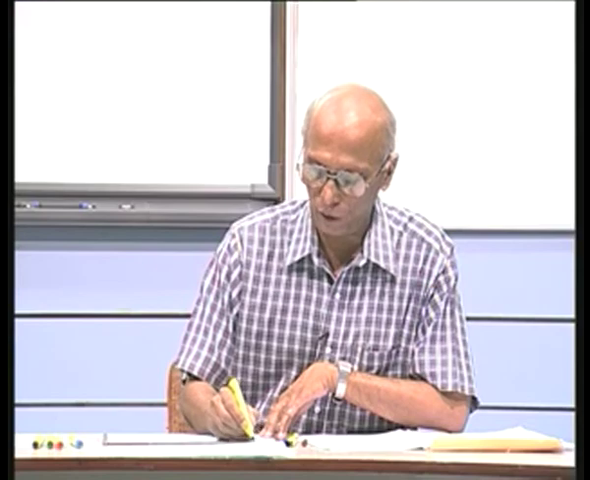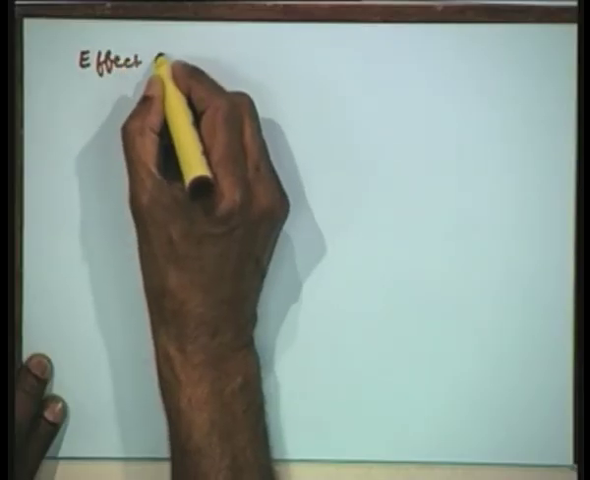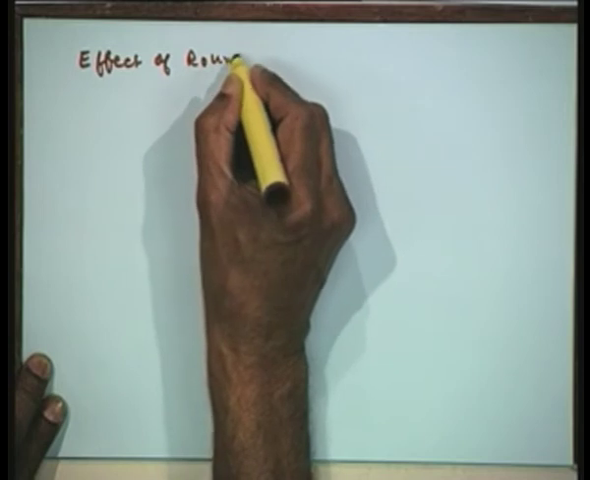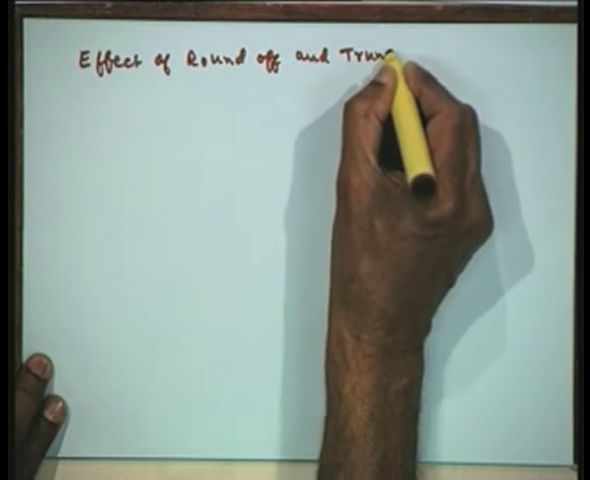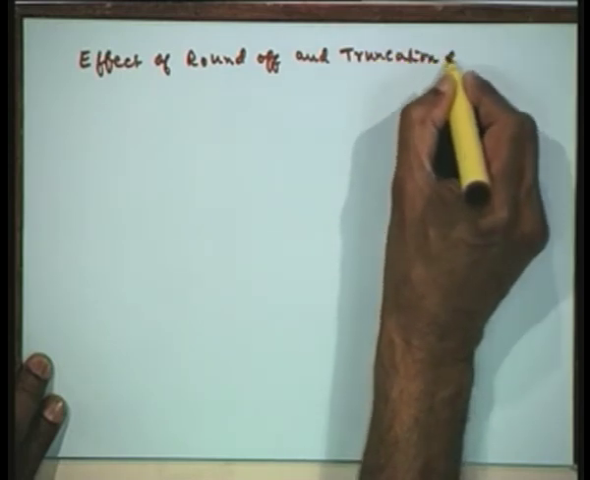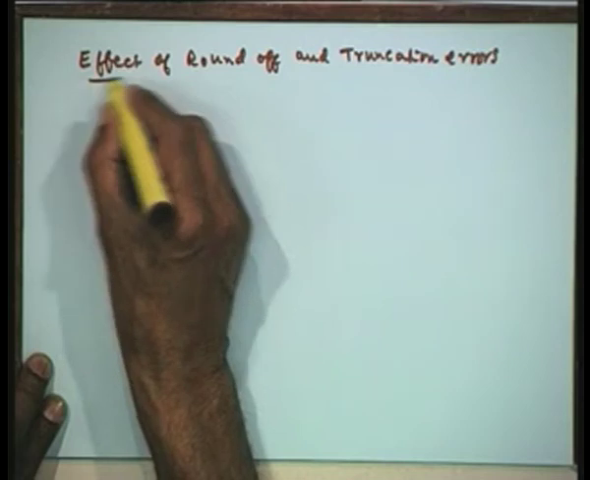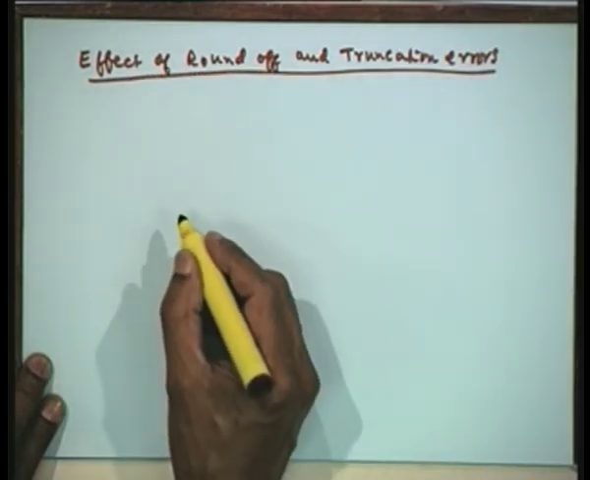Now, we have been commenting in the last lecture that the numerical differentiation could be an unstable process, and the reason is that the round off errors can seriously affect these computations. What do we mean by this? Let us just see, let us say what is the effect of round off errors and the other error, that is truncation errors. The effect of round off and truncation errors.